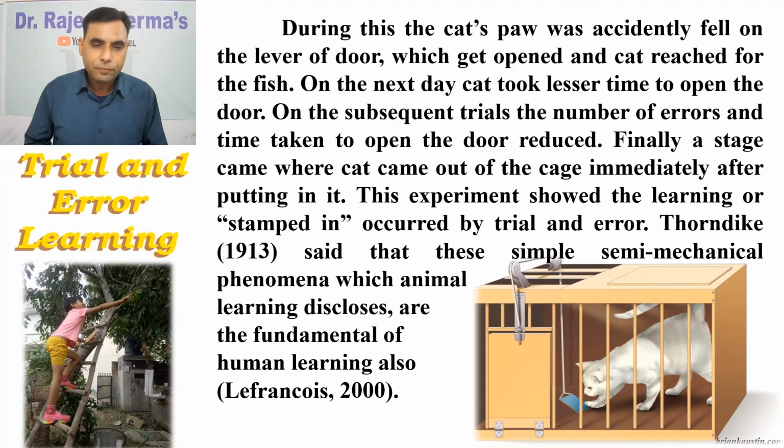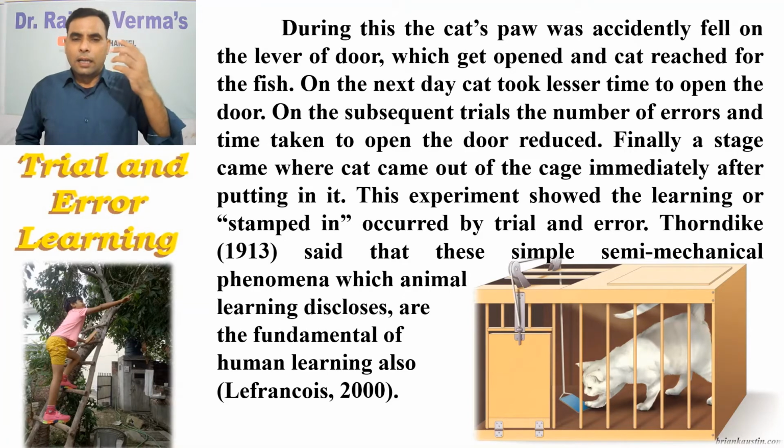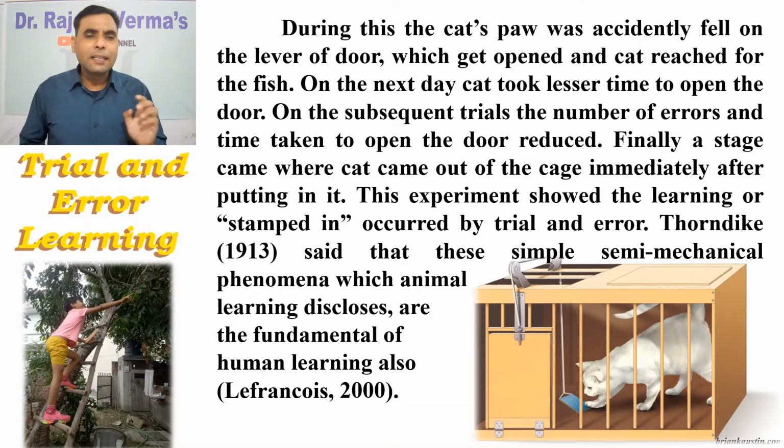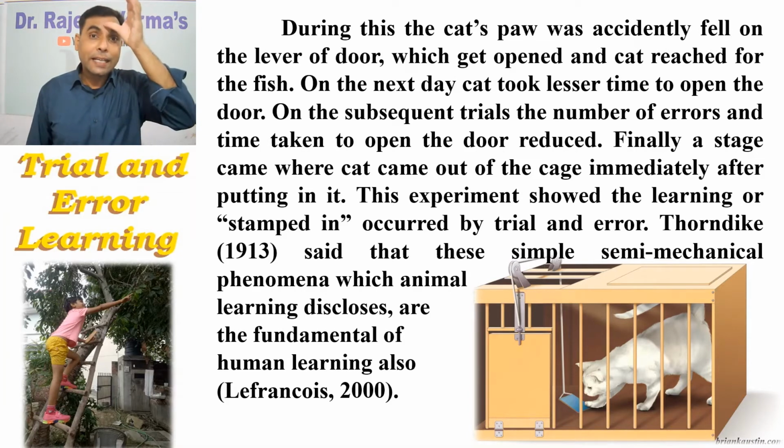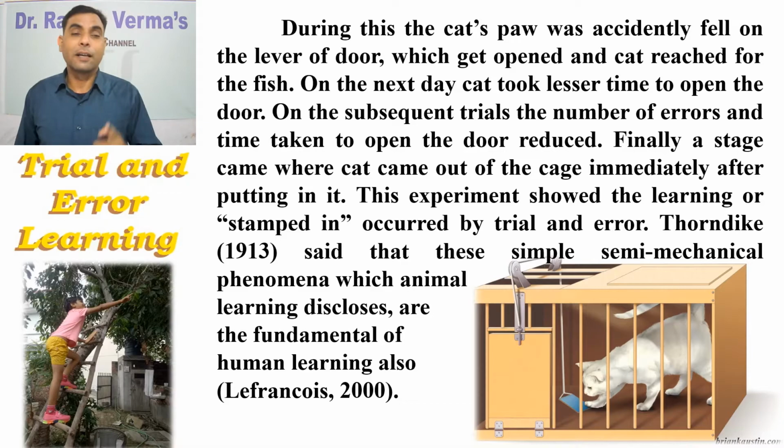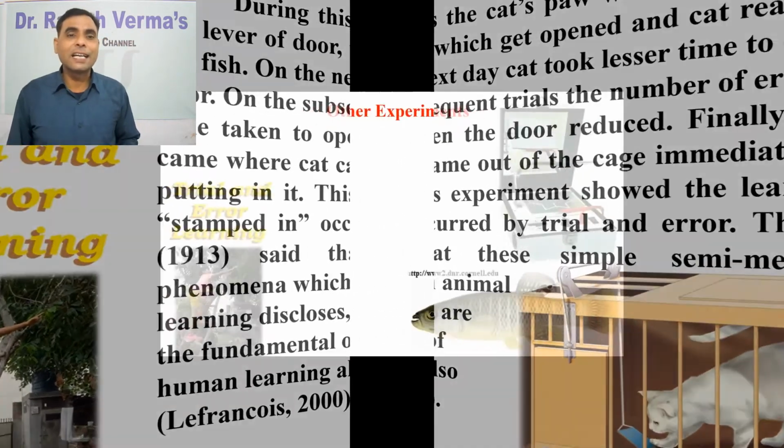Now, this experiment showed the learning occurred by trial and error. Thorndike said that these simple semi-mechanical phenomena with animal learning disclose the fundamentals of human learning too. Means the way that animals learn through trial and error, similarly we humans also learn. So this was the classic experiment.